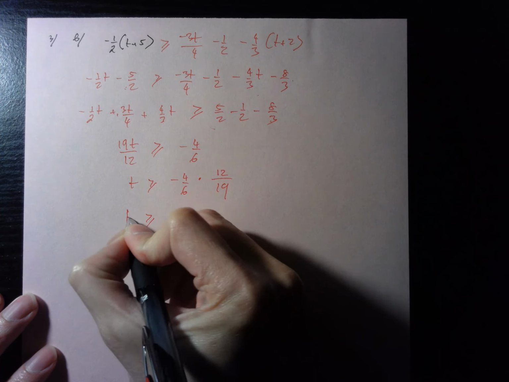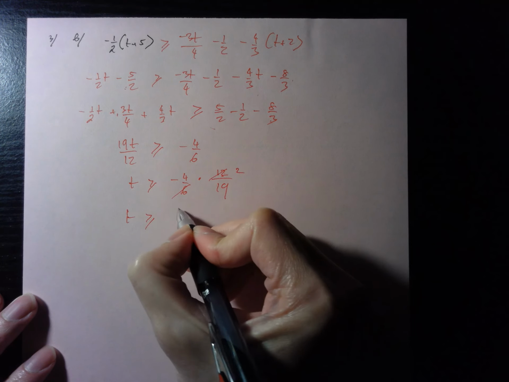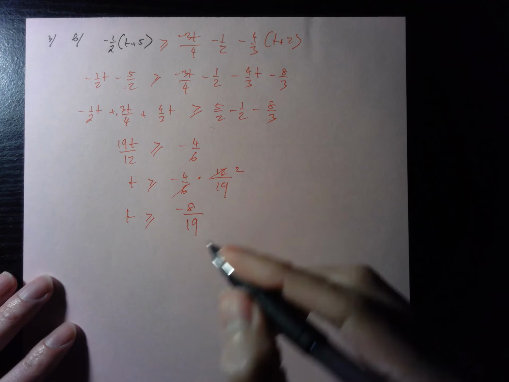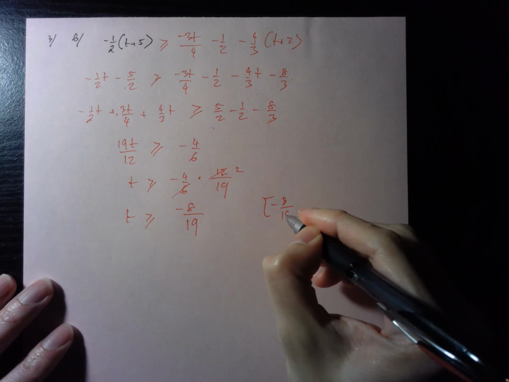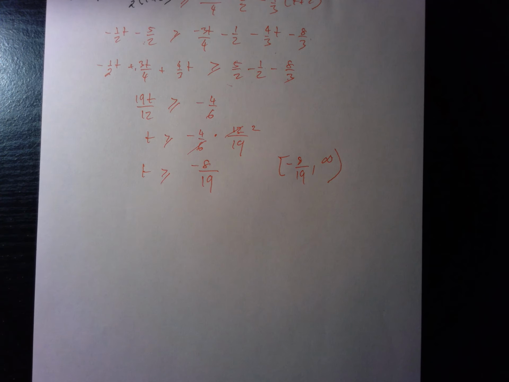Okay, so t will be what? I simplify this to get 2, so your answer is negative 8 over 19. And you can put it in interval notation as this. Okay, so on the test, I want you to put it into interval notation. All right. C.